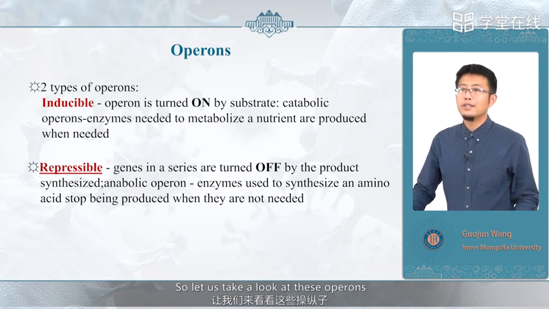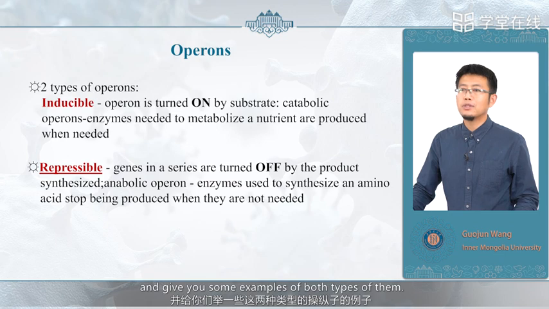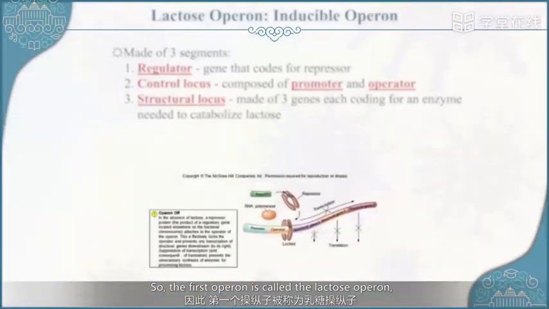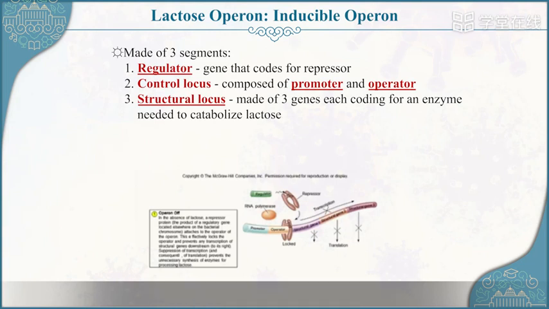So let us take a look at these operons and give you some examples of both types. The first operon is called the lactose operon, an inducible operon. It has three segments. One, the regulator, which is the gene that codes for the repressor protein, and this could be downstream of another DNA. Second, the control locus, which has the promoter and operator. This is where the repressor will bind. Third, the structural locus. In the lactose operon, the structural locus is made of three genes. Each gene codes for an enzyme needed to catabolize lactose.